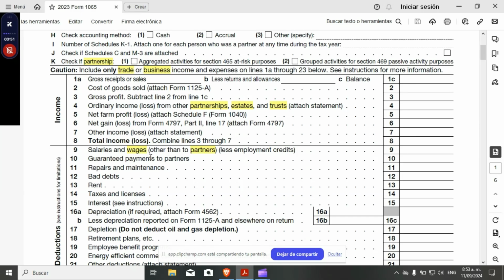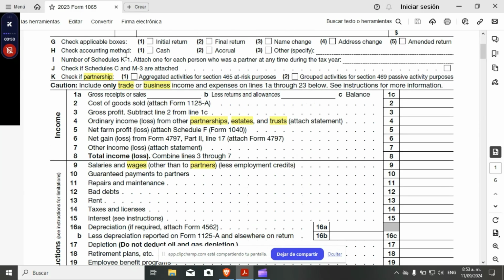So we scroll down a little bit, check accounting method, whether it's cash, accrual, or if you use some other method, you can fill that out there. It's probably going to be cash, unless you have an accrual system. Your tax person or your financial person should know this. If not, then you can Google accounting methods, and you can see which one is the one that you're using.